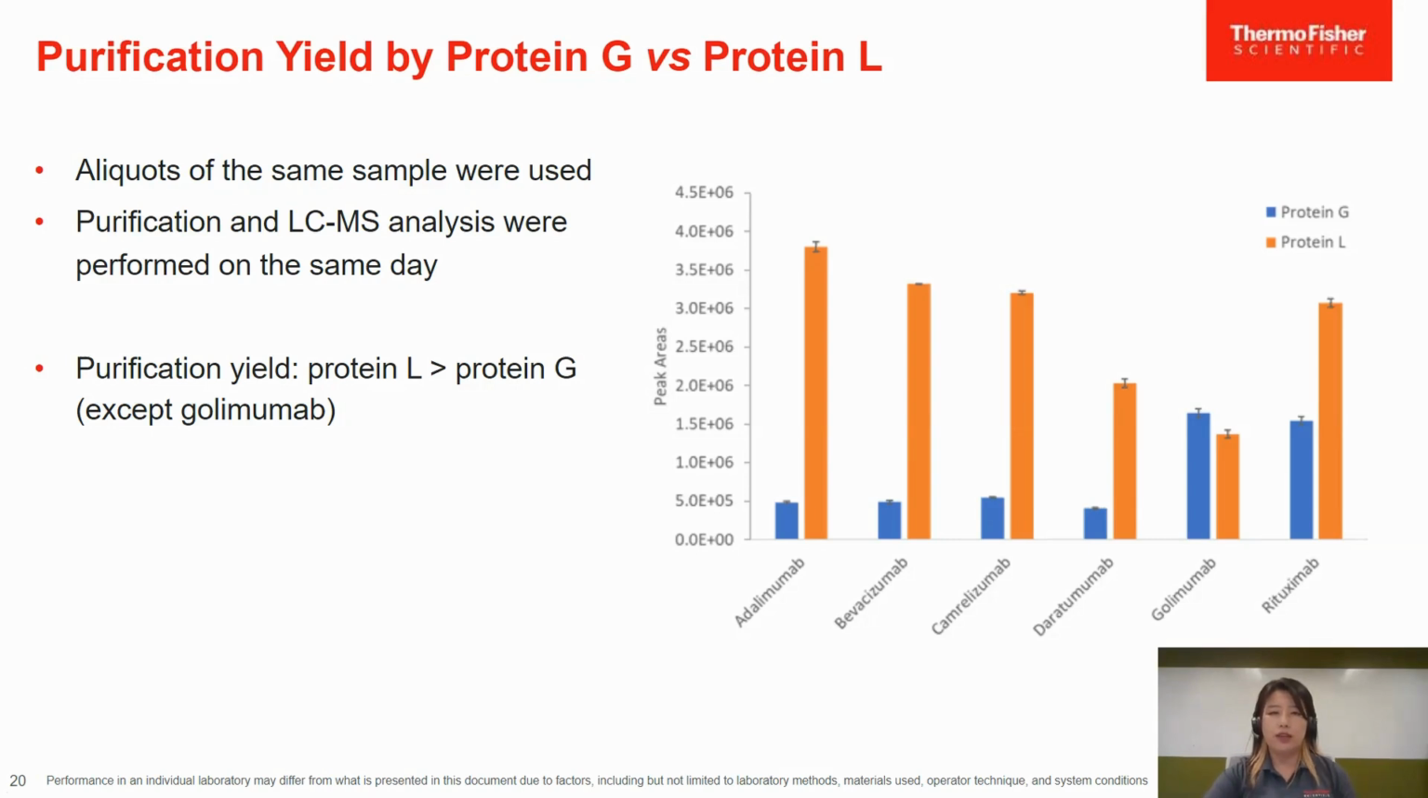So as shown in this graph, the purification yield is higher for the protein L, except for the golimumab. And this was actually confirmed by the repeat. So we finally chose the protein L as our purification technique.